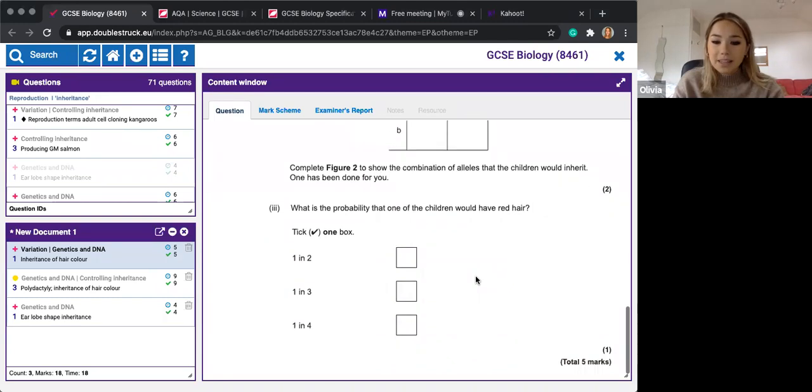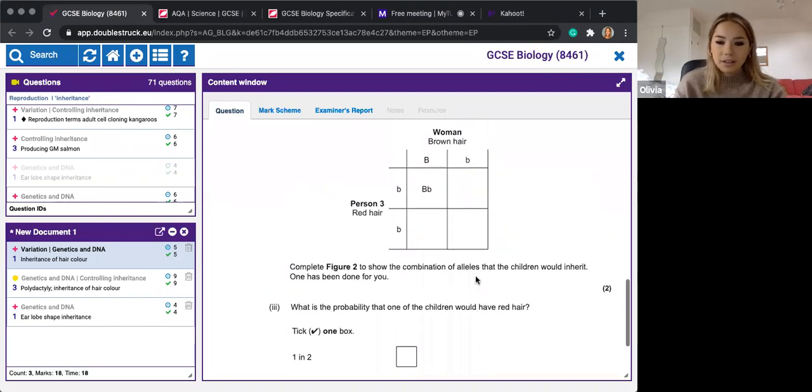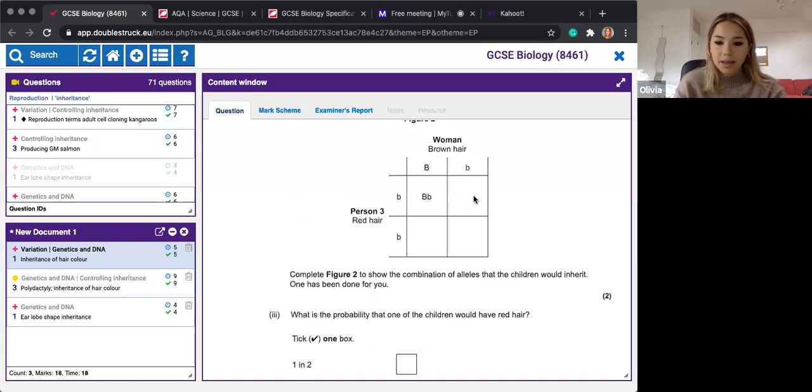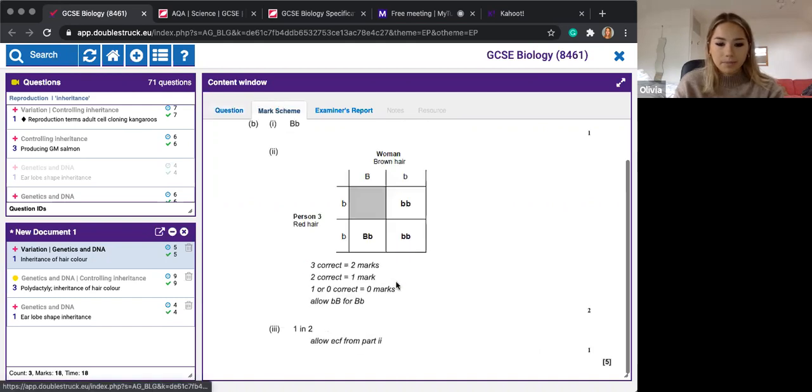What is the probability that one of the children would have red hair? So we can see here that red hair would be this one and this one. So it would be 50%. 1 and 2, 50%, same thing.